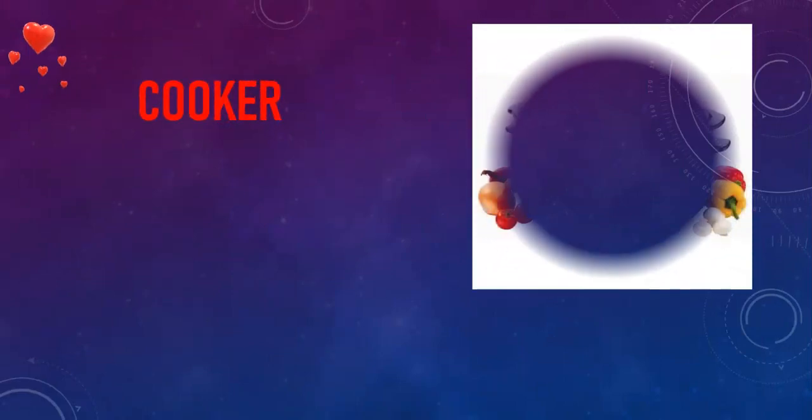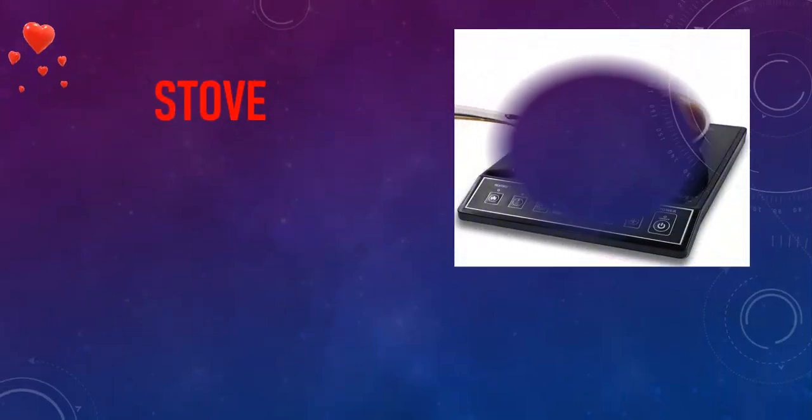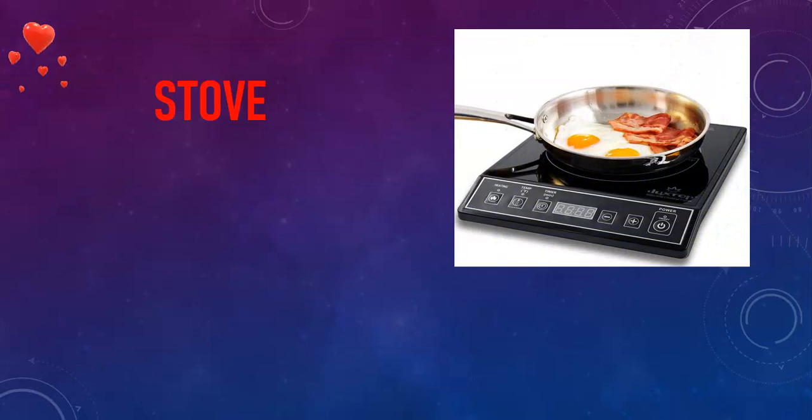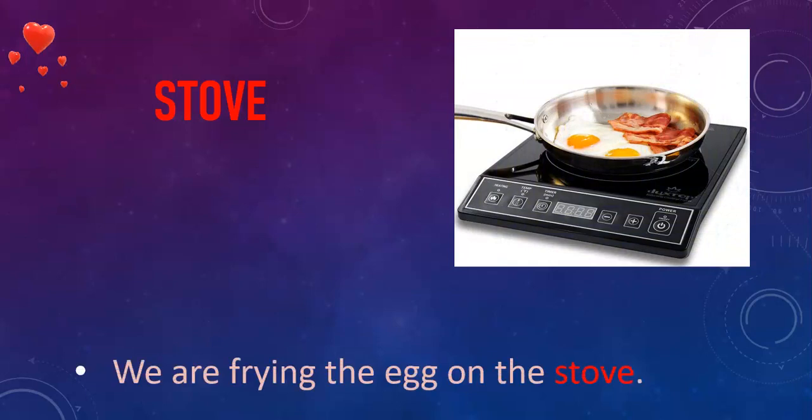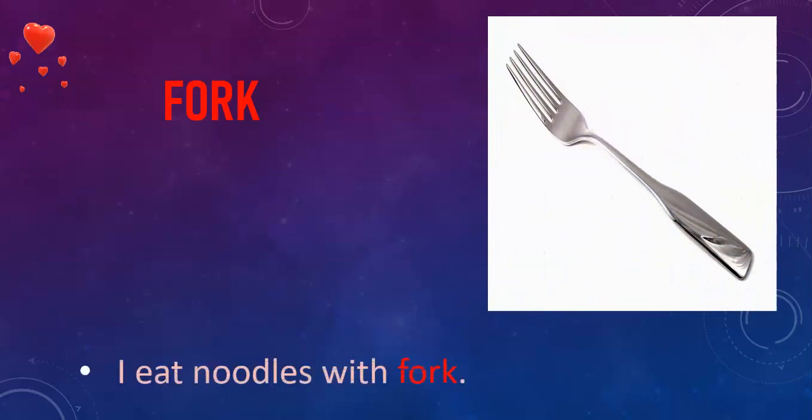Cooker. We cook the mutton in the cooker. Stove. We are frying the egg on the stove. Fork. I eat noodles with a fork.